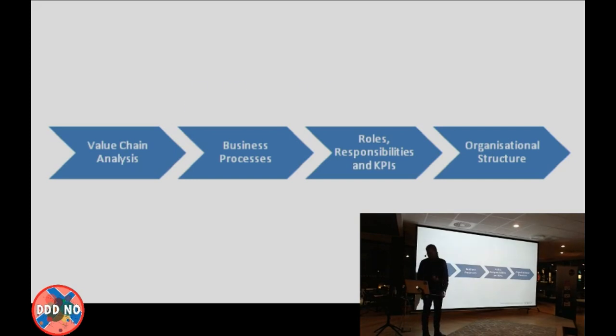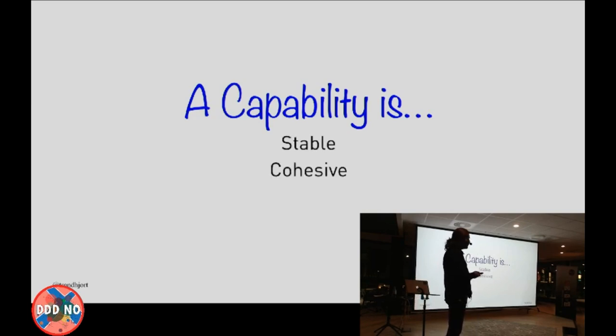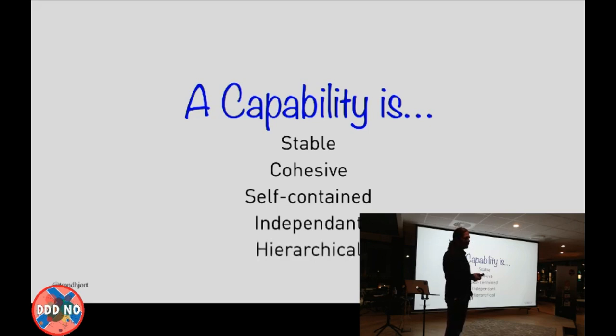So let me define the capabilities. Now it's a lot of bullet points here, but I need to do this. They are, as I said, stable. They are cohesive, that's the idea of them. They are self-contained. They are not directly dependent on others. They might be influenced by us, but they are self-contained. They are independent. They work on their own. And they're hierarchical. That's a tough one.